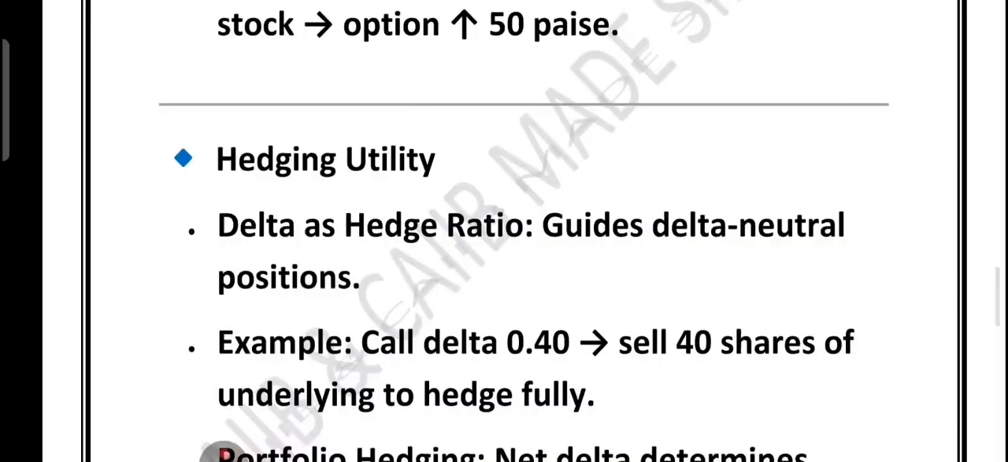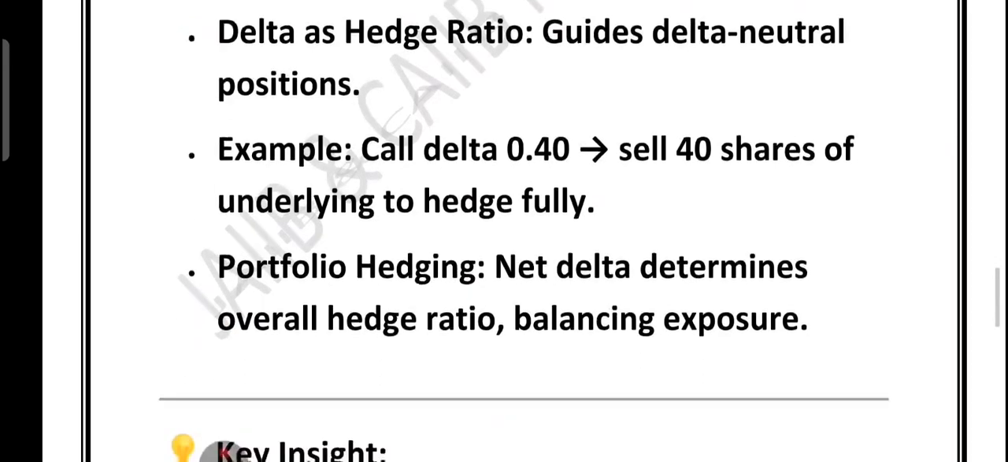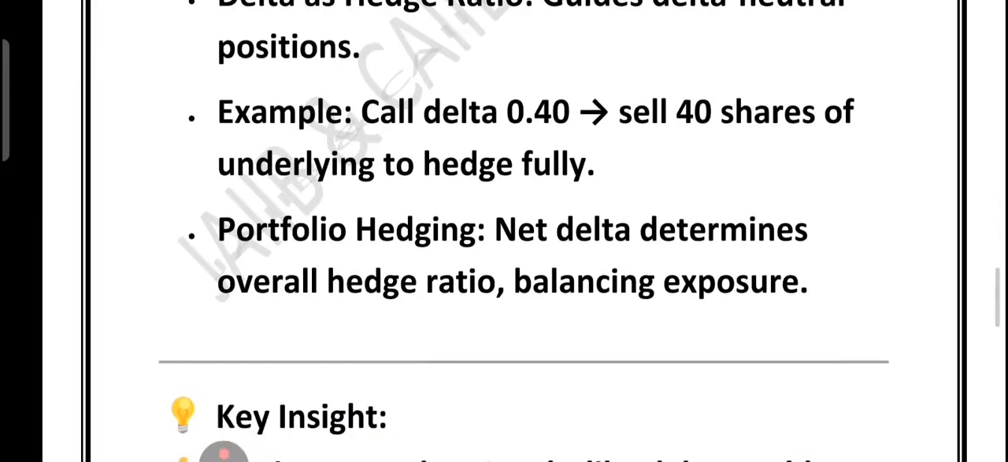If you look at the hedging utility, delta helps in hedging the position. For example, say call delta 0.40. It means you sell 40 shares of the underlying to neutralize the risk. So remember, this is called delta. Option Greeks like delta help traders strategically manage risk. These are the points.